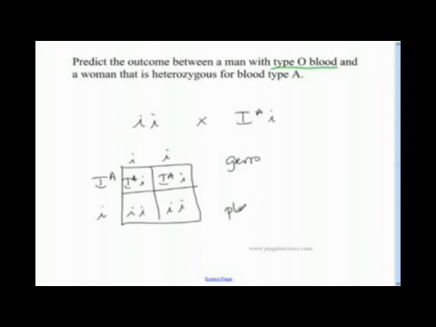For the genotype and the phenotype, for the genotype we will have 50% heterozygous blood type A and 50% blood type O. For the phenotype, there will be 50% blood type A and 50% O.